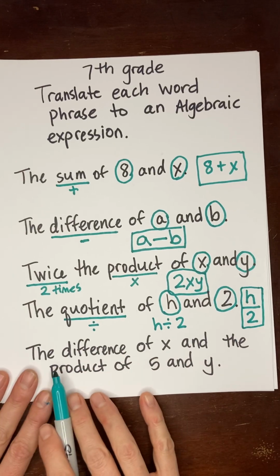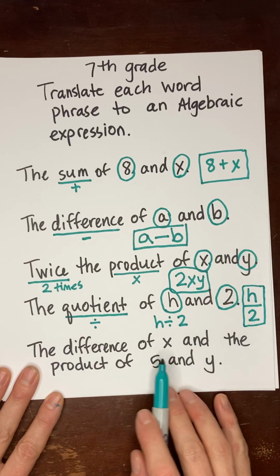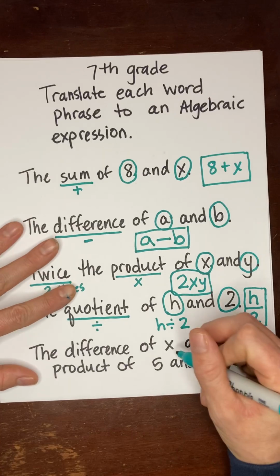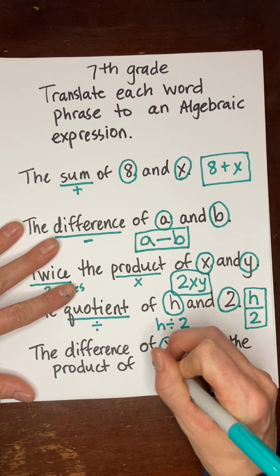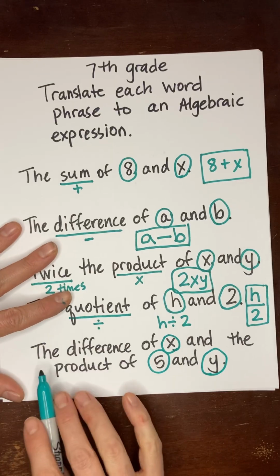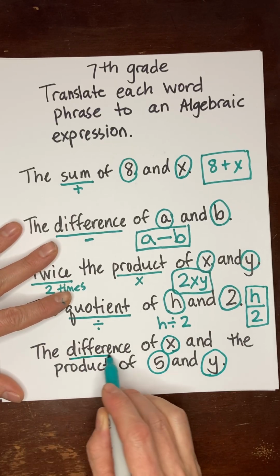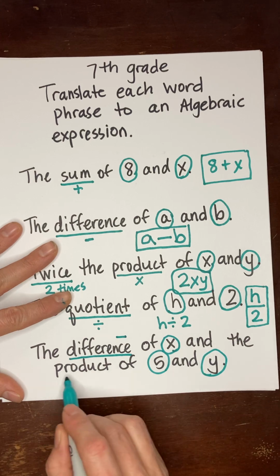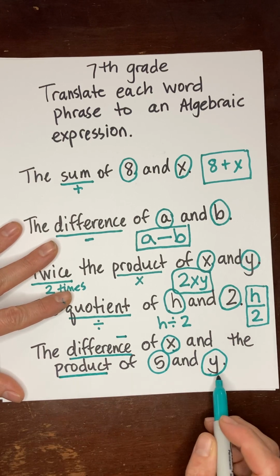All right, the last one: the difference of X and the product of 5 and Y. So I've got a few variables and numbers here. I've got an X, a 5, and a Y. Now I want to look for my math words. The difference of. Well, difference is a math word. Remember, that means minus. And the product of 5 and Y.